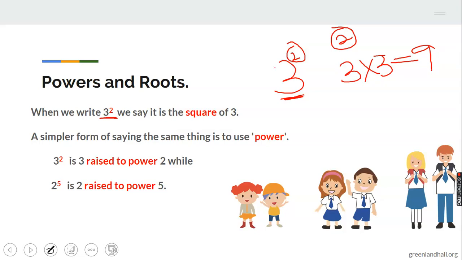A simpler form of saying the same thing is to use power. Instead of saying square of 3, you can say 3 raised to power 2. While this 2 is the whole number, the 5, the little number on top, is the power, as in 2 raised to power 5. Did you get that? Okay, so that's what we refer to as power. The little number on top of the main number. That's the power.